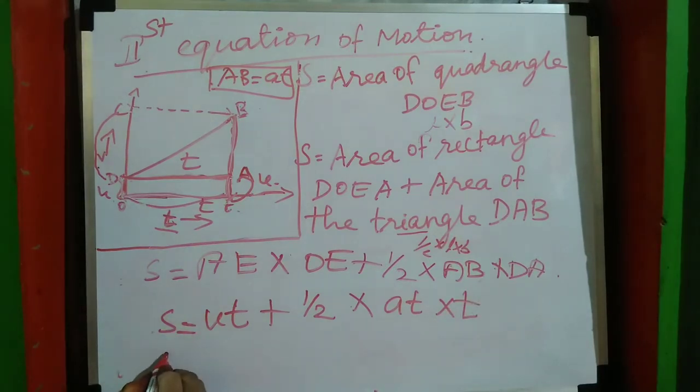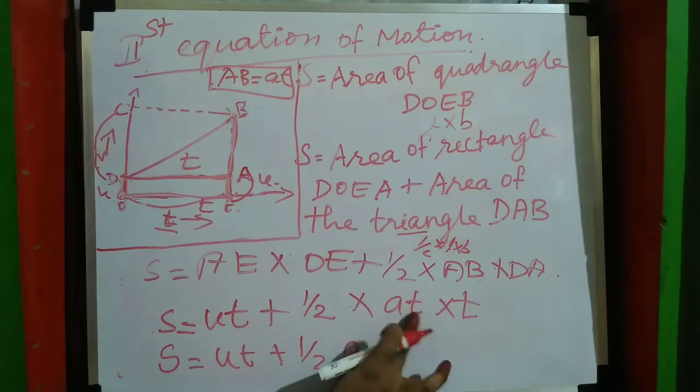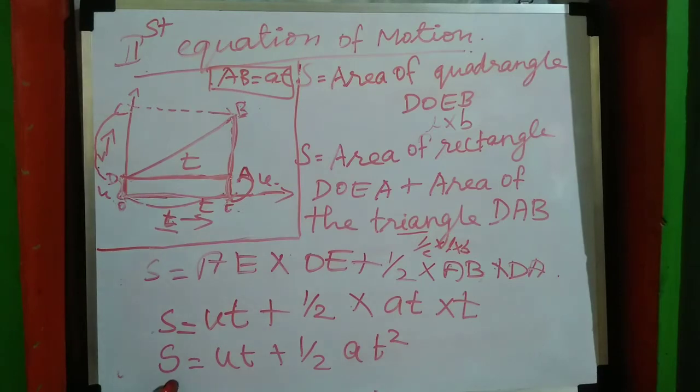So write this value, simplify this value. S is equal to ut plus half a t square. So the second equation: distance S is equal to initial velocity u times time t plus half of acceleration into square of time. S is equal to ut plus half at square. This is the second equation of motion.